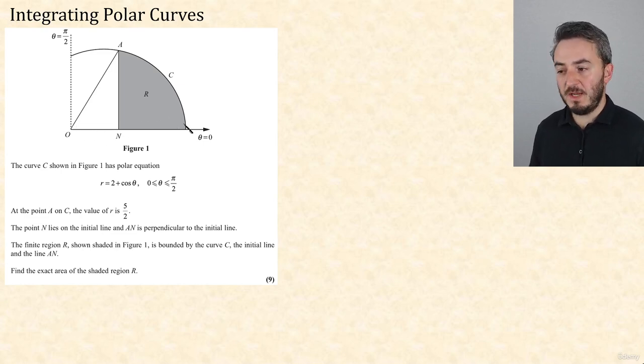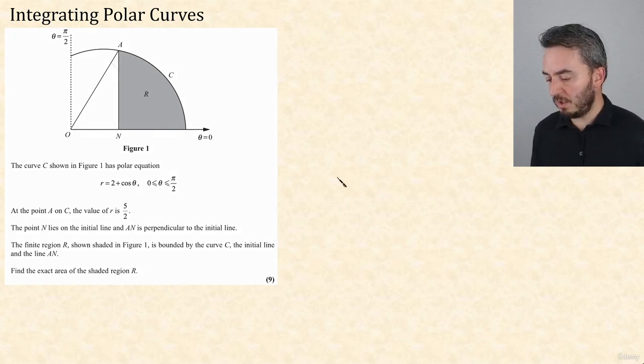Okay, so again, let's think carefully about the setup. If I just integrate this curve from theta equals 0 up to theta is A, I'll get all of R and this triangle here. So my strategy is to calculate all of that, then work out the area of this triangle and subtract. So we'll probably need to begin by figuring out what theta is at A.